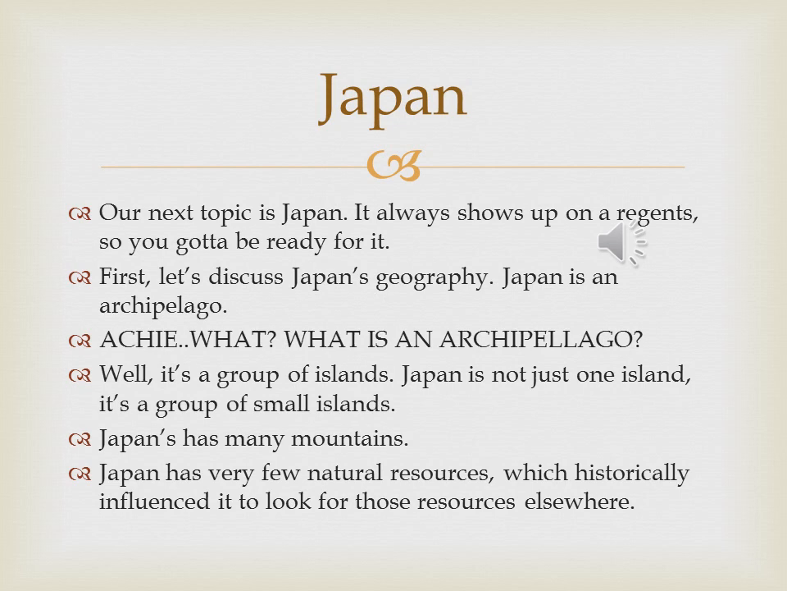Japan has many mountains and has few natural resources, which historically influenced it to look for those resources elsewhere. We will discuss it in more detail when we deal with the Meiji Restoration, but for now, that's the basic information you need to know about Japan's geography.